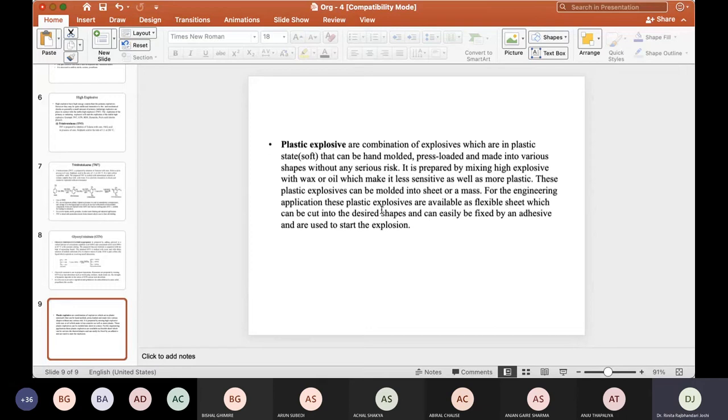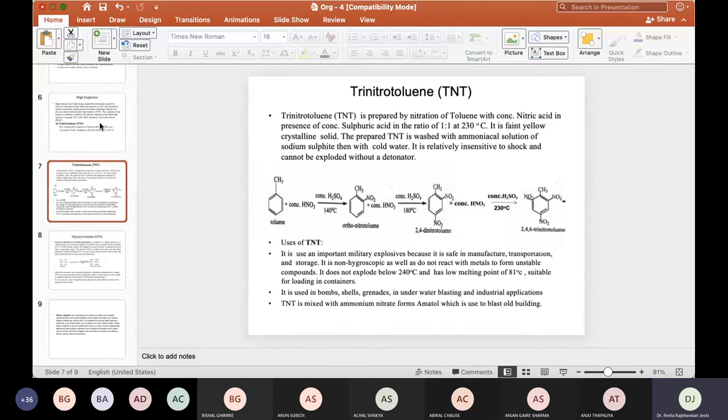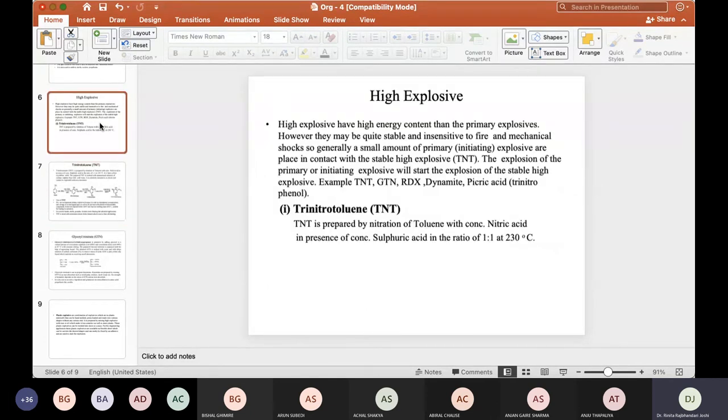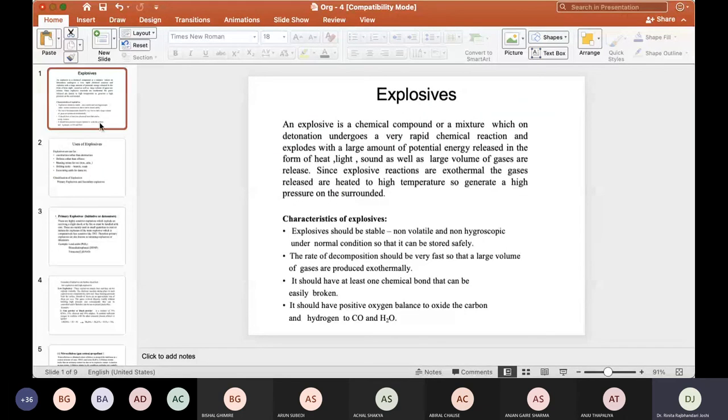It's something interesting. You can do a Google search, or you can go and look up plastic explosive. So what is explosive? The definition of explosive, the characteristics of explosive, as well as its uses.